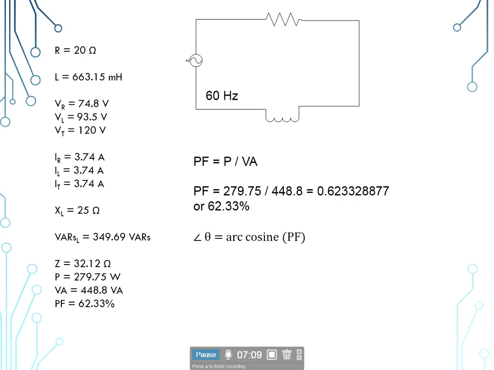And then our last calculation to make will be our angle theta, which is equal to the arc cosine, and we plug in our power factor. So the angle theta is equal to cosine to the -1 of the power factor, and we do put it back into standard decimal notation and not as a percentage, so that would be 0.6233, giving us 51.44 degrees, or we could call that 51 degrees.